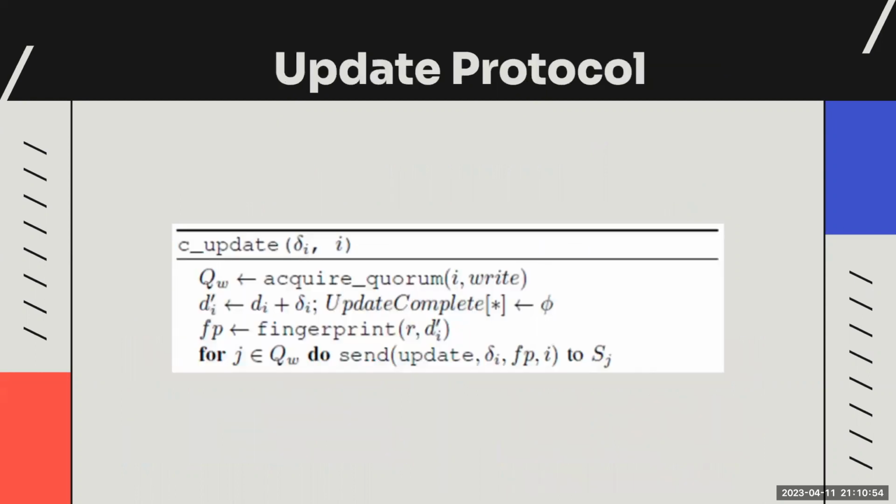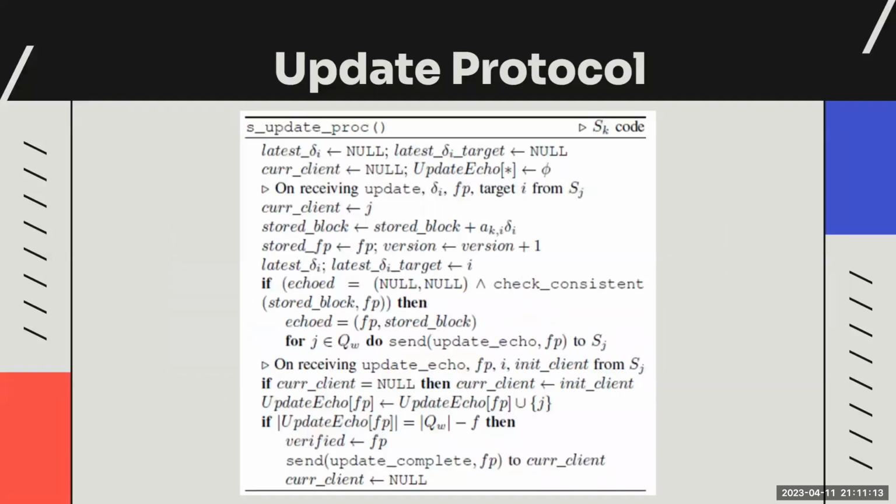Now we will quickly run through the update and update propagation protocols without proofs for the sake of time. A client first acquires a write quorum and computes the fingerprint of the desired updated value. Then it sends an update message to each server in the quorum containing the differential update, updated fingerprint, and target block. Once the server receives the update request, it stores the updated data, fingerprints, and latest differential update.